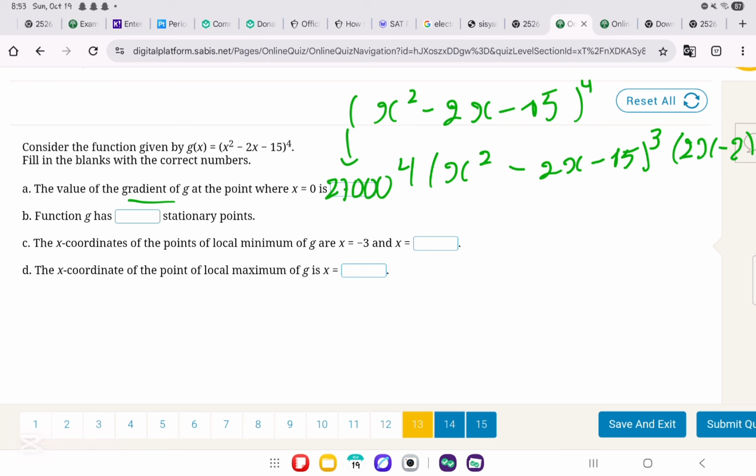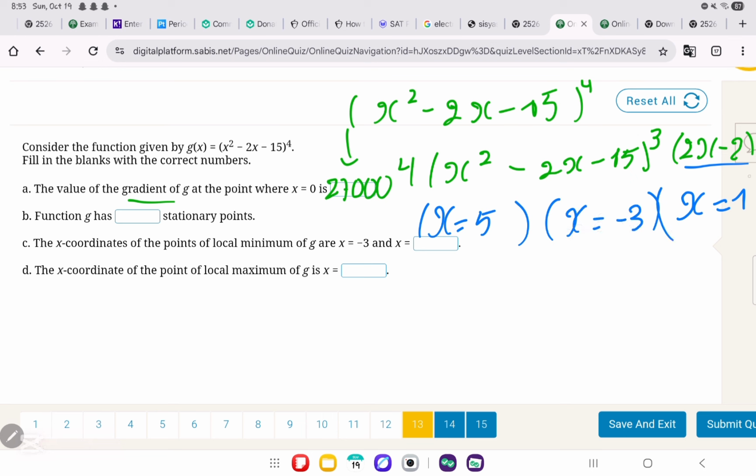Now, the function g has how many stationary points? Very simply, what do we need to do? We will need to find the roots of this. Here it's only one root, where x is equal to 1. Here it has two roots, which are x is equal to 5 and x is equal to minus 3. So now we have what? We have 3 stationary points. How do we know? Very simply, because we got 1, 2, 3 roots. So this has how many stationary points? It has 3 stationary points, okay?